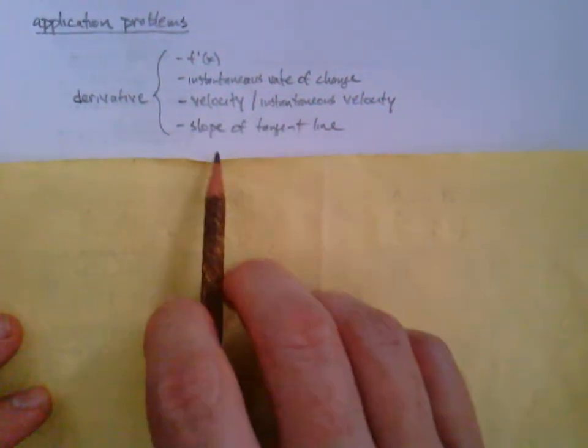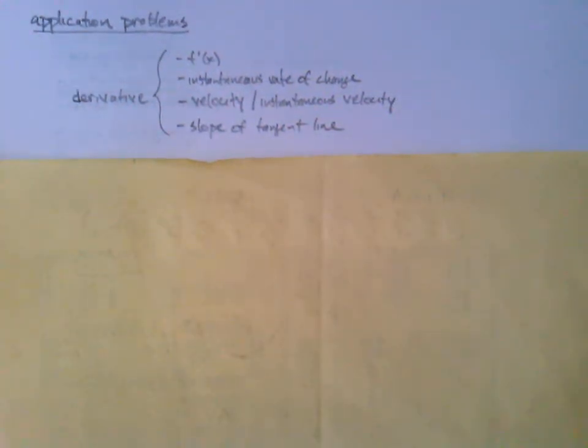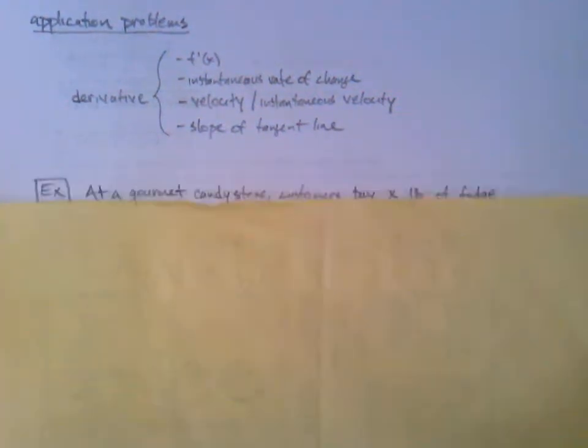Okay, so you might see either of those, or you might see slope of the tangent line. These all mean the same thing. They all mean the derivative. Okay, let's see what our example has for us.